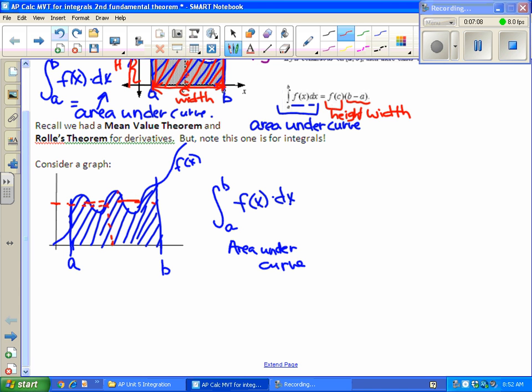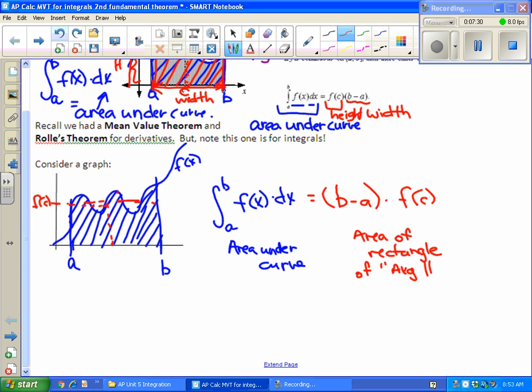Can you see what I'm trying to do here? I'm trying to find a good average. Okay, so if I take b minus a times the function height at c, that's going to give me the area of the rectangle of what we call the what? Average height.